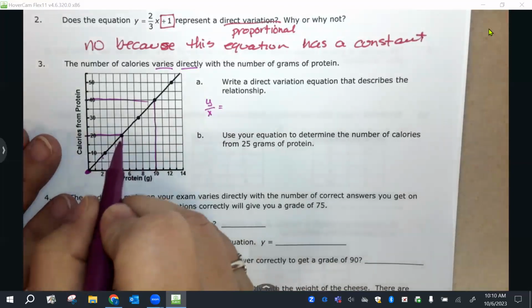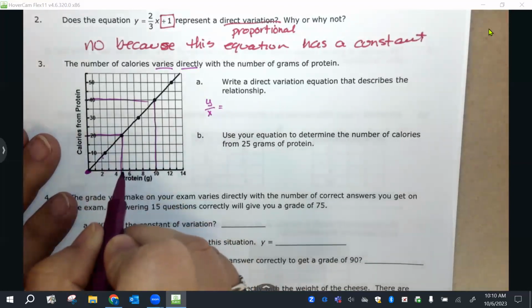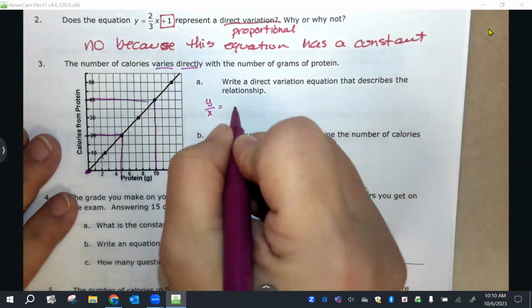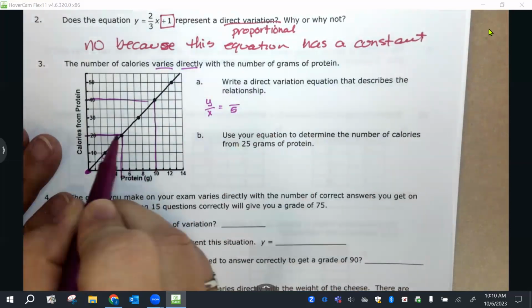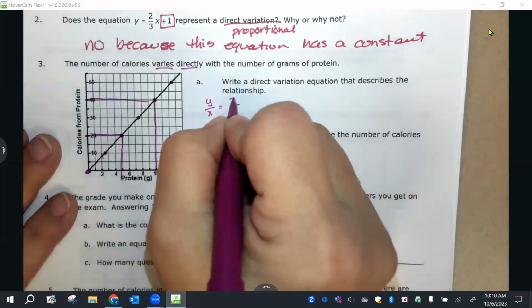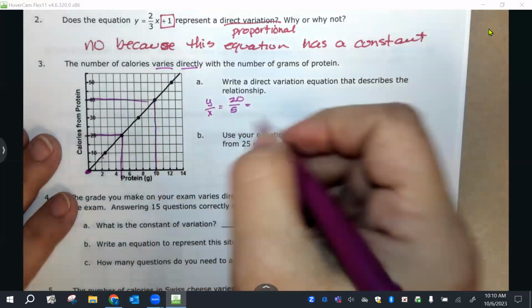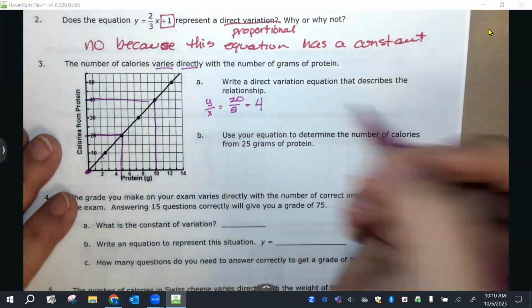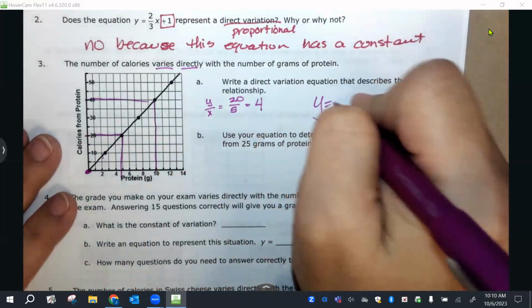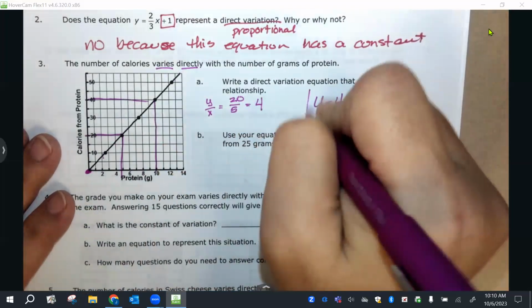So if I use this one, it comes down on my x-axis between 4 and 6, so it's 5. And here on my y-axis is at 20. If I divide 20 divided by 5, I get 4. Therefore, my equation is y equals 4x.